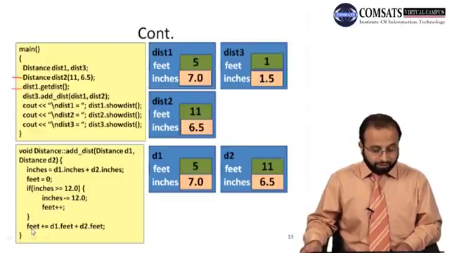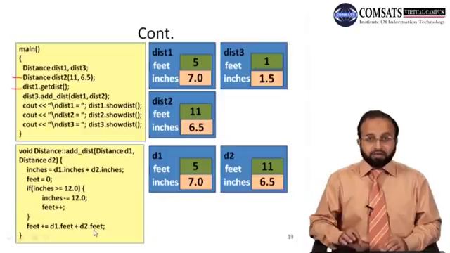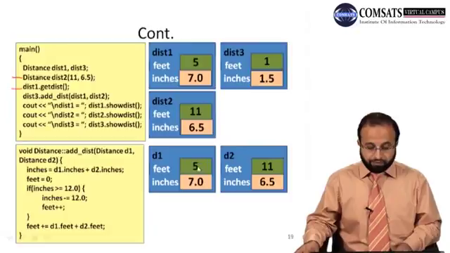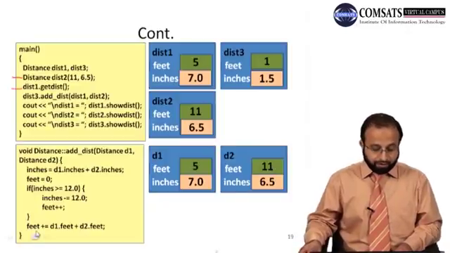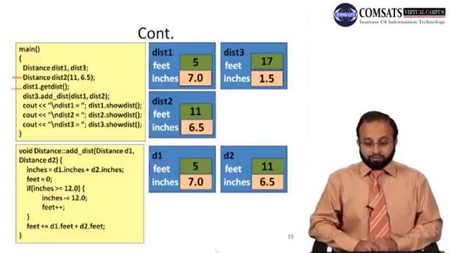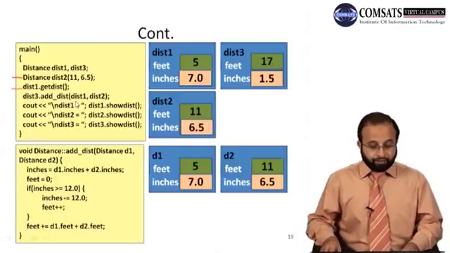It comes outside the if statement, then the statement is feet += d1.feet + d2.feet. The statement is the same as feet = d1.feet + d2.feet + feet. So feet is 1, d1.feet is 5, that is 6, and d2.feet is 11. Now 6 plus 11 is 17. Now the 17 will be written in feet. So here it is written, 17 will be written. Now this is the execution of the addDest function.